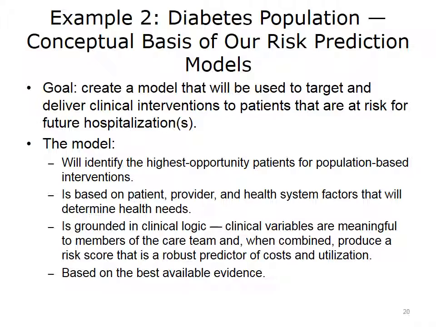The model is based on the patient, provider, and health system factors that help determine health needs. And the model is grounded in clinical logic, meaning that there are clinical variables that are meaningful to members of the care team. When combined, they produce a risk score that is a robust predictor of costs and utilization. This model was based on the best available evidence. So in this example, they are devising and building a risk model for a diabetic population.